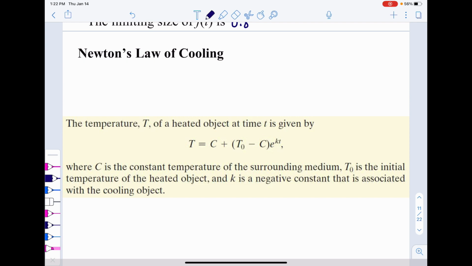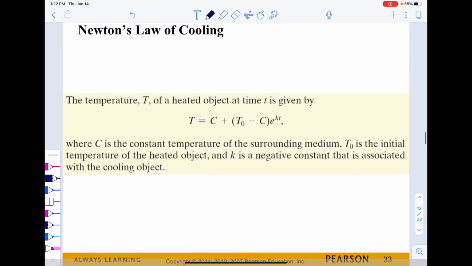where C is the constant temperature of the surrounding medium, meaning the temperature of the room, or if you're outside, the temperature of the outside air. T sub O is the initial temperature of the heated object, like the temperature of the coffee from the starting point. Usually a sub-zero is an initial amount. K is a negative constant that is associated with the cooling object. So let's see what we got.